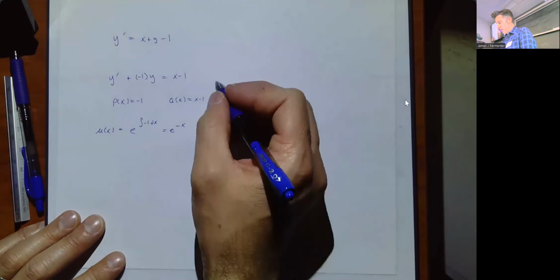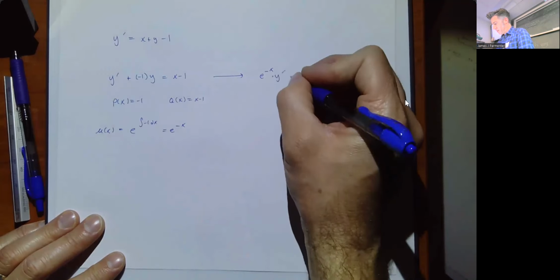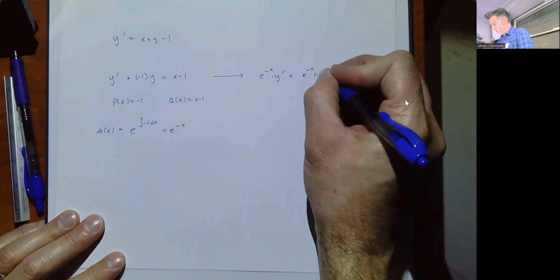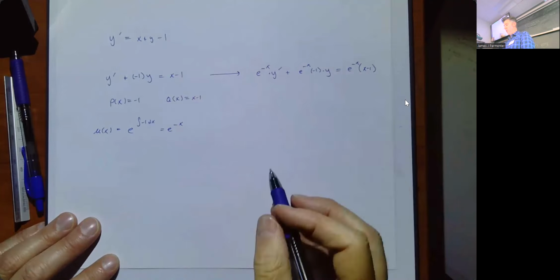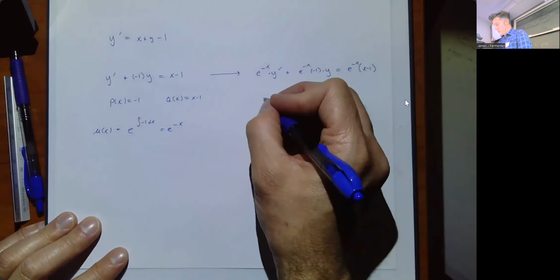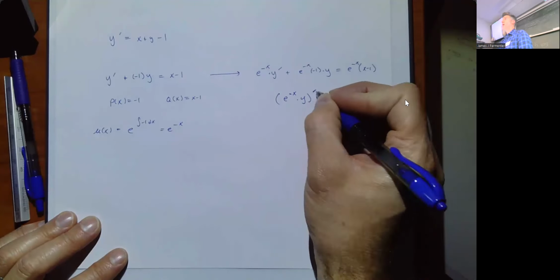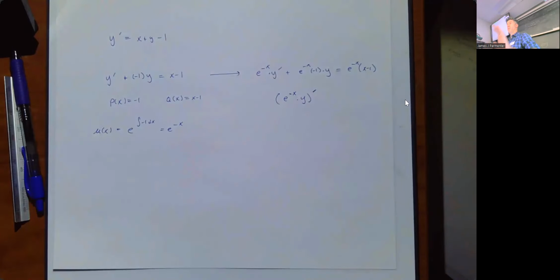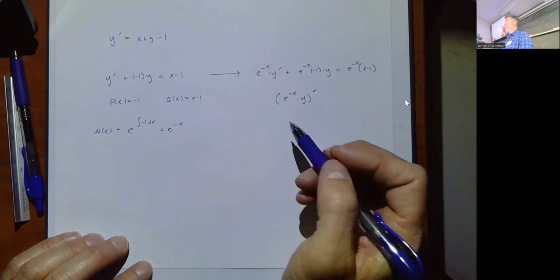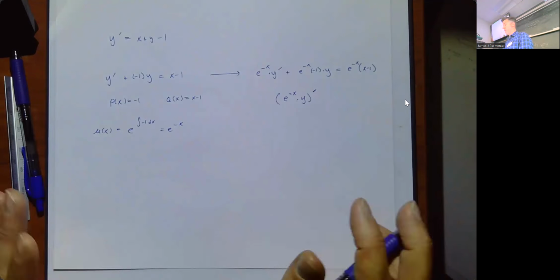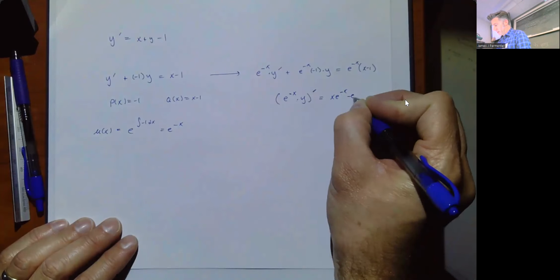Multiply the whole thing by our integrating factor, and we get e to the negative x times y prime plus e to the negative x times -1 times y equal to e to the negative x times x minus 1. And just like every other time, this left-hand side is the derivative of the product, integrating factor times y. It is literally always whatever your integrating factor was times y, the derivative of that product, every single time if you're doing integrating factors. Equals, let's multiply this out, x e to the negative x minus e to the negative x.